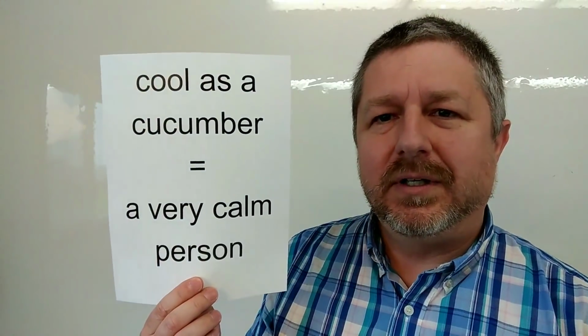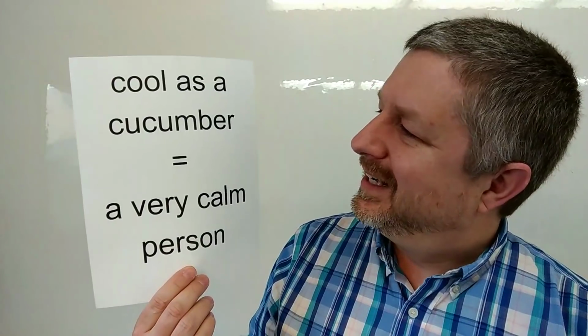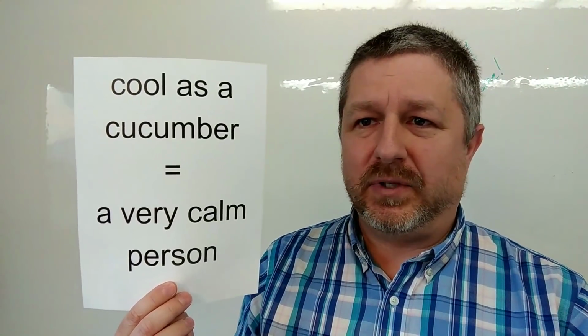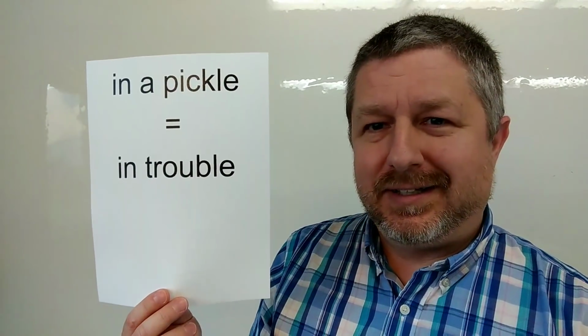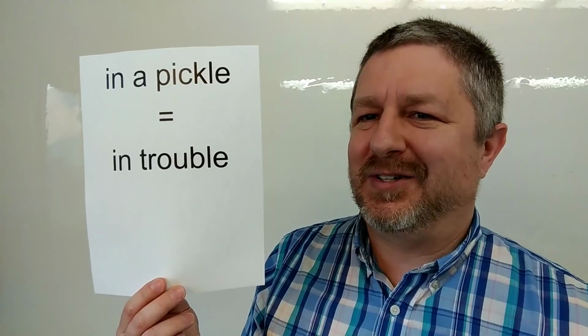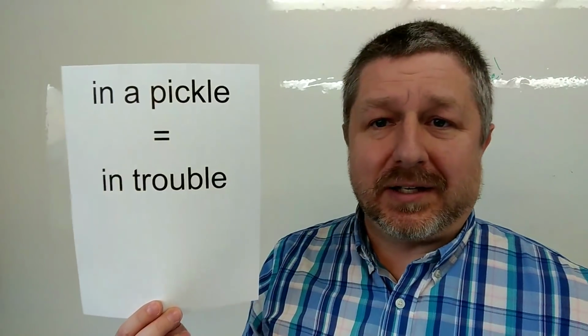Cool as a cucumber. We would use that to describe someone who's super, super calm. So you could say like someone who, even when life goes bad, they're just really calm. We say that they're cool as a cucumber. But if you're in a pickle, it means that you, yeah, I wouldn't use flat as a pancake to describe people. No, just things. If you're in a pickle, it means you're in trouble.